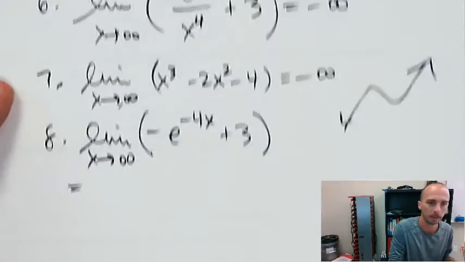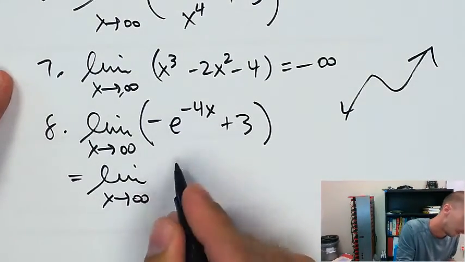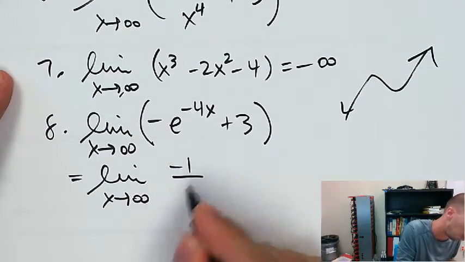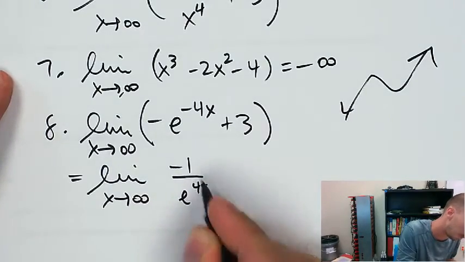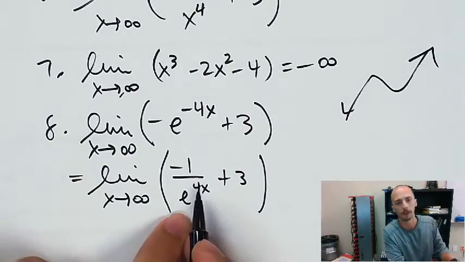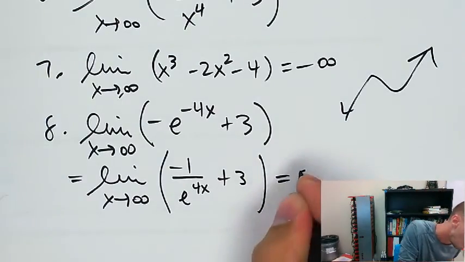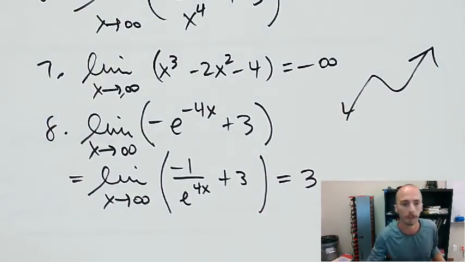And lastly, the limit as x approaches infinity of negative e to the negative 4x plus 3. I'm going to rewrite this. Negative e to the negative 4x is the same as 1 over e to the 4x, or negative 1 over that. And I can see a lot easier that as x goes to infinity, this fraction is going to go to 0, and I'm going to be taking something like 0 plus 3, which is 3. And that's all for this set of practice problems.